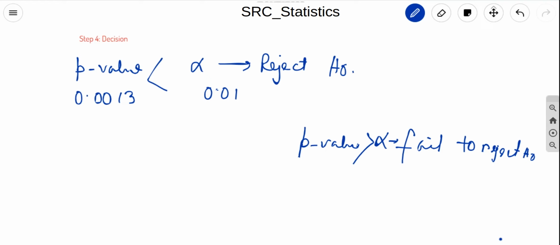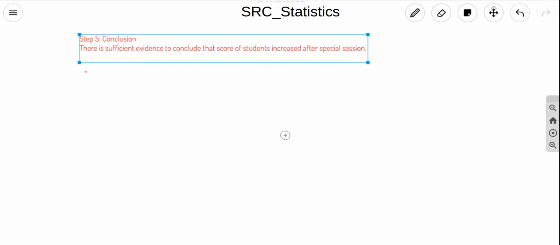Now our final step, that is the conclusion. The conclusion comes out to be the same as in the conventional method, that is, we conclude that there is sufficient evidence to conclude that the score of students increased after the special session.